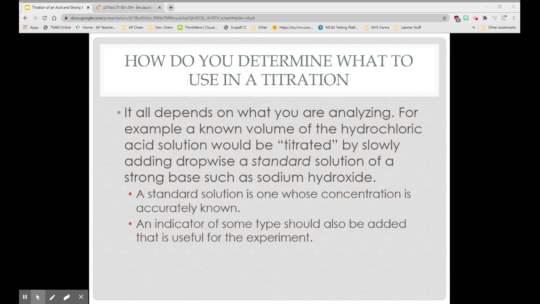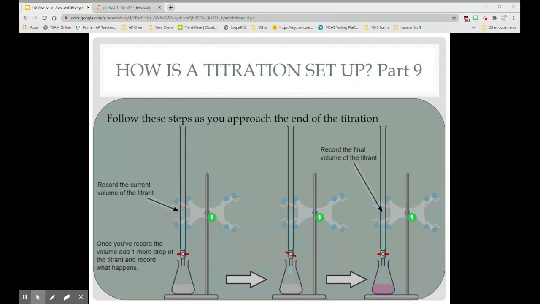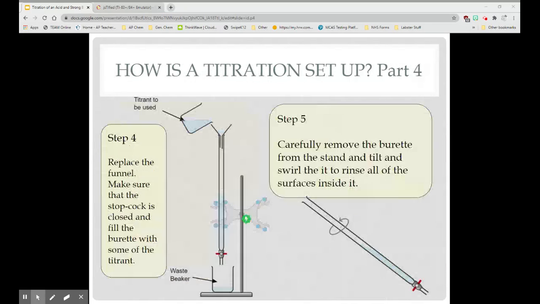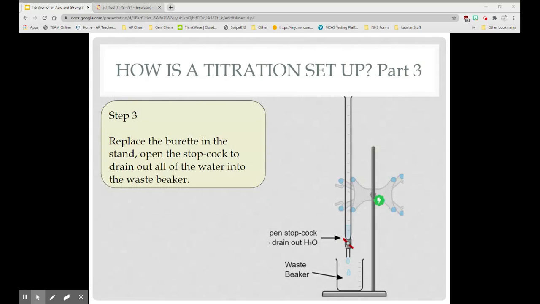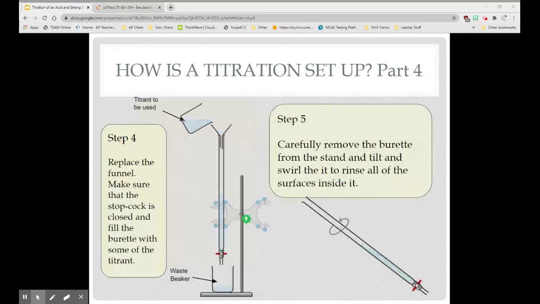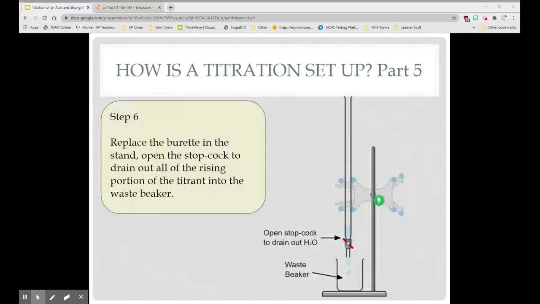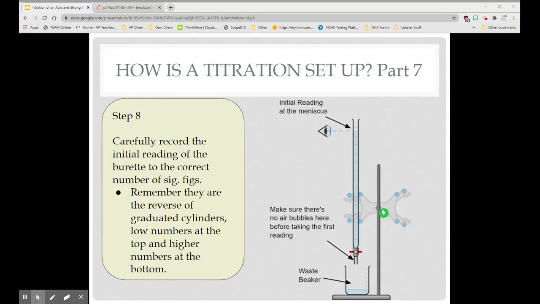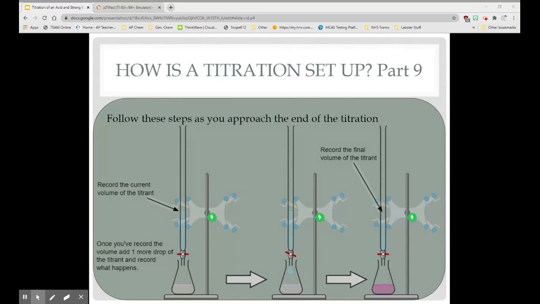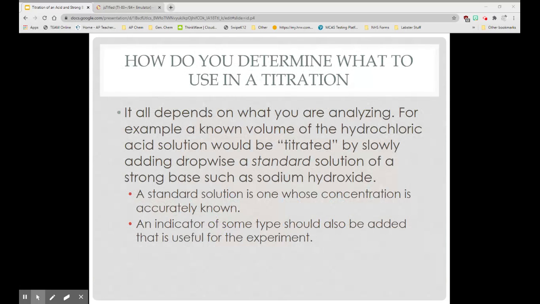Hi everyone. This is just a quick video to finish up the notes on what a titration is. So we talked about the setup of all of the equipment, right? So you can review those in the notes. I'm not going to go through them now. So let's talk about the work with it.